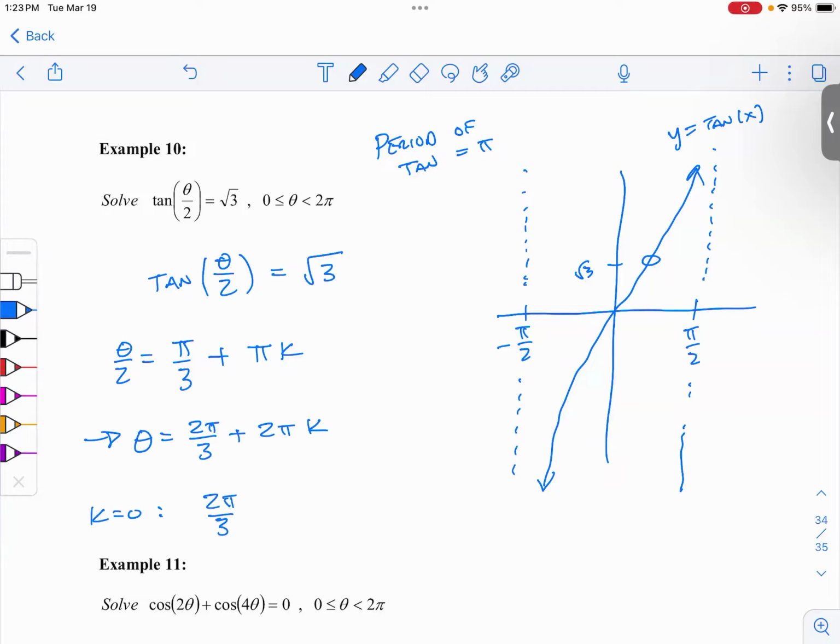Which means, well, that wasn't. It's possible that there could be more solutions depending upon the range. But in this case, my big goal is just to make sure that we start with plus pi k.